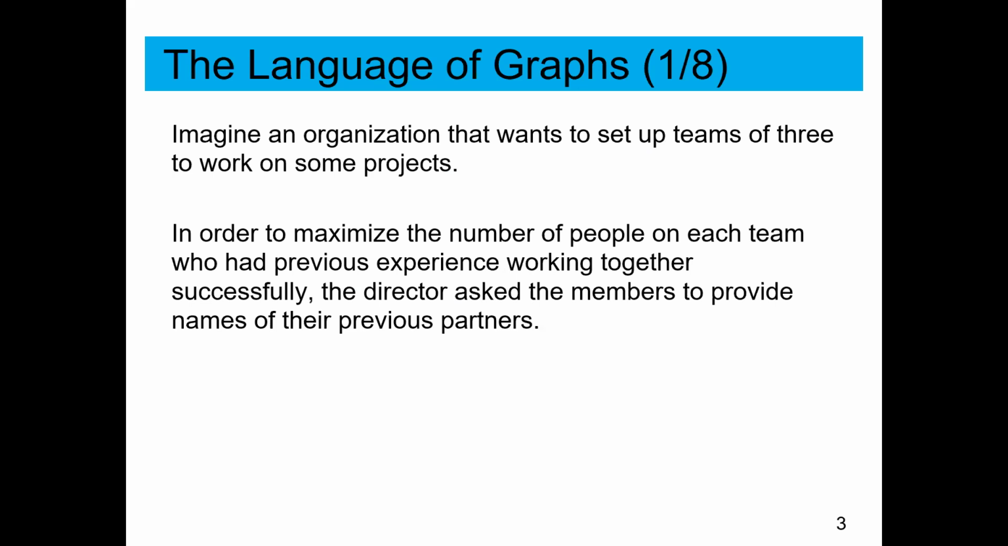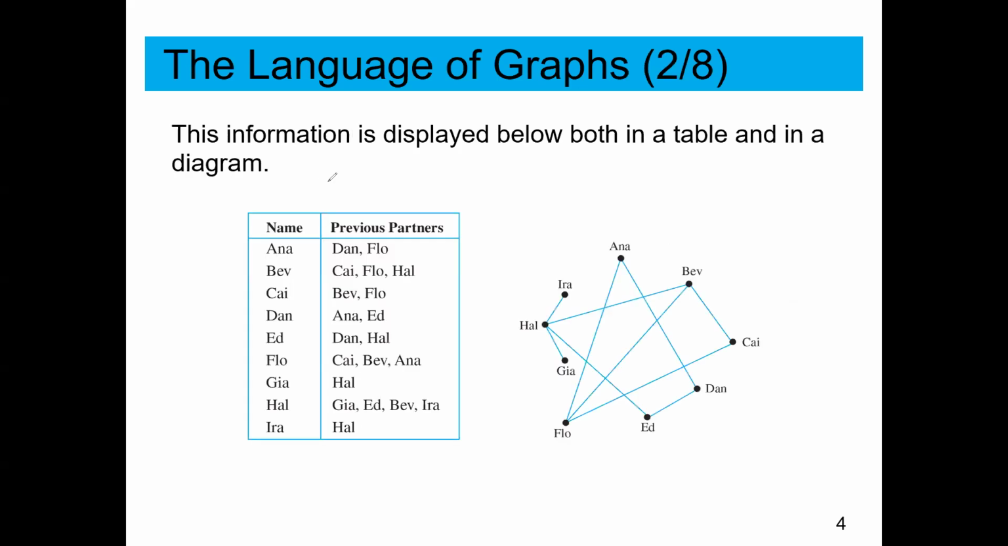Suppose I have a group of people and I want to make teams of 3, and I want to order them in a way that they have worked with at least one other person in the group successfully. So as a director, I go and ask everyone who their previous partners are. I get this really cool table over here, where Anna has worked with Dan and Flo.